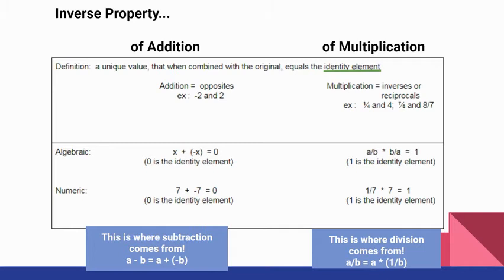Also, with division, division comes from multiplying by these reciprocal numbers. So you can take a divided by b. That's the same thing as if you took a times the reciprocal of b.